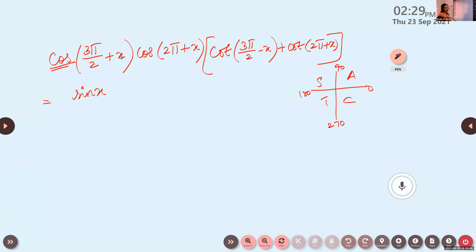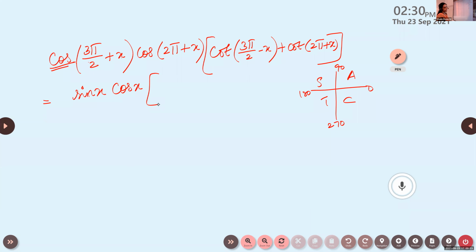What is cos 2 pi plus x? Cos x. It is cos x. 2 pi will coincide with 0, isn't it? Into cot 3 pi by 2 minus x.